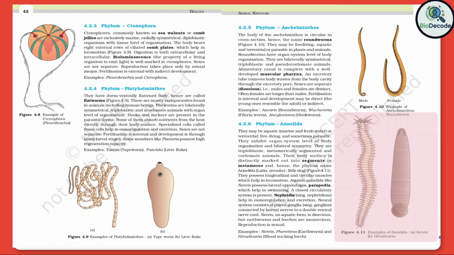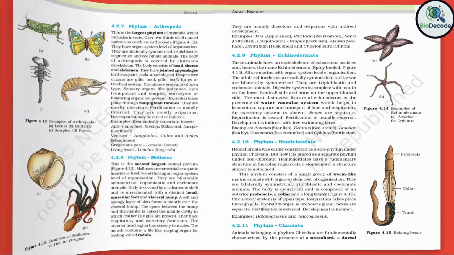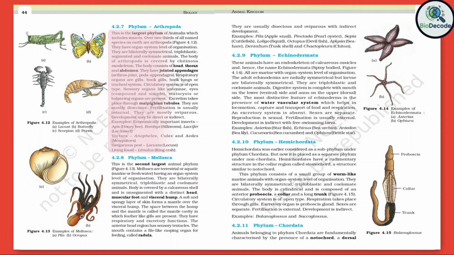Hirudinaria, a leech, an ectoparasite found in fresh water, feeding on the blood of vertebrates. The figure highlights its suckers at both ends and the secretion of hirudin, an anticoagulant preventing blood clotting. Together, they illustrate the adaptive diversity within annelids, from active swimmers to parasitic forms, linked by their shared segmented body plan. Phylum Arthropoda. This is the largest phylum of Animalia, which includes insects.